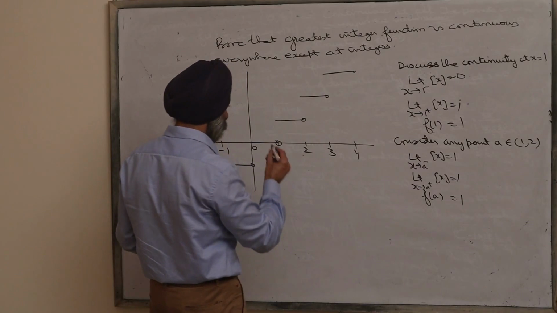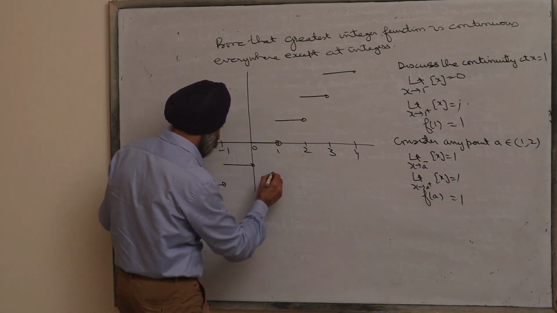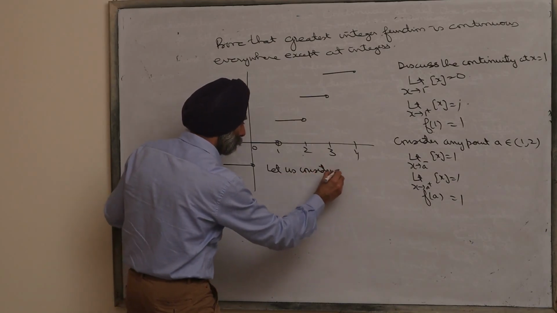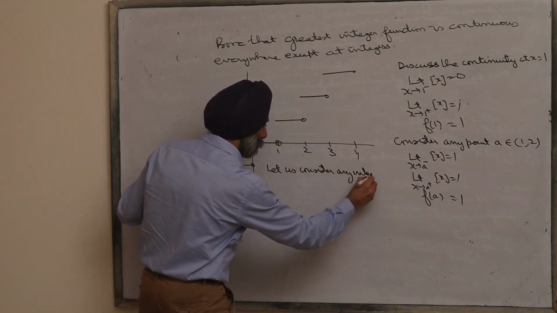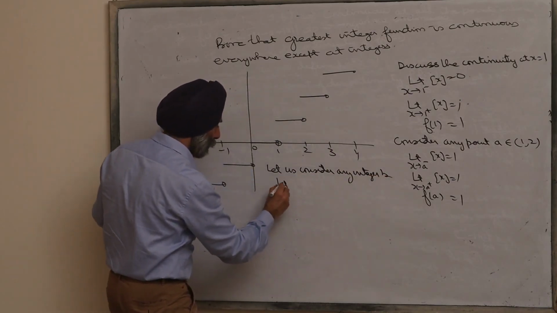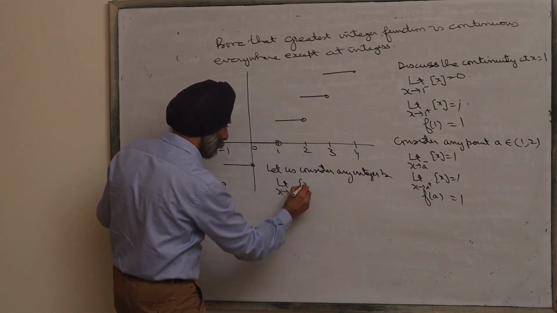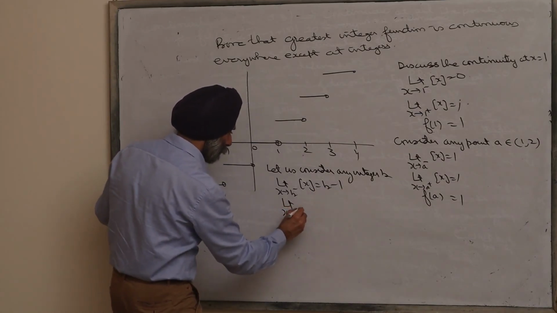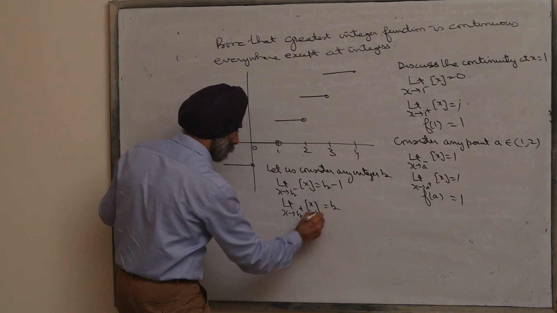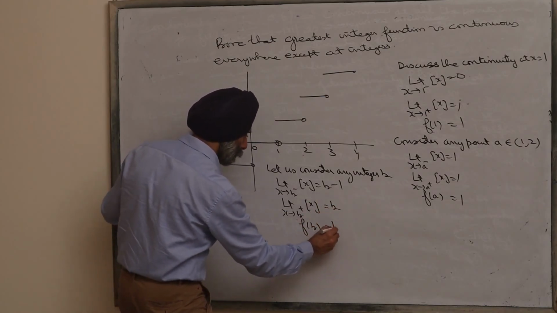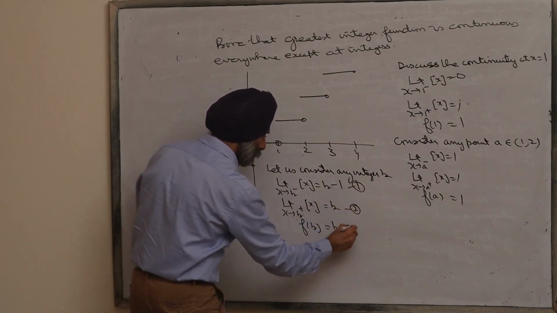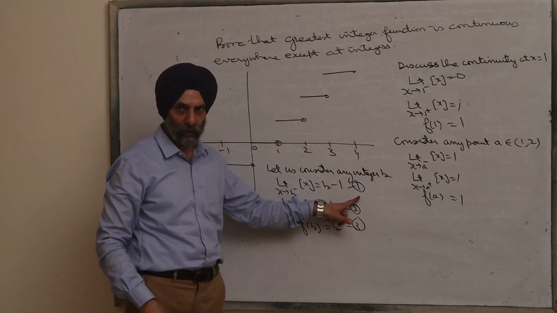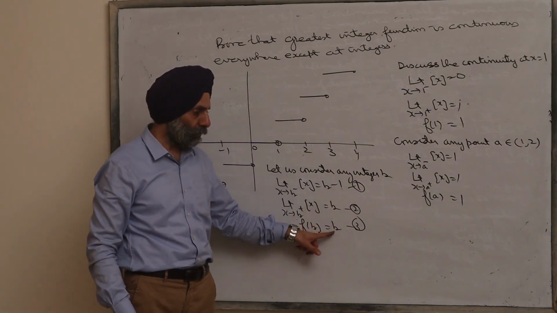Even by considering any particular integer, say k, that is, let us consider any integer k. We have limit x approaches to k negative integral part of x is equal to k minus 1, and limit x approaches to k positive integral part of x is k, and f of k is also equal to k. So from first, second and third, they are all not equal, so therefore this function is discontinuous at the integer k here.